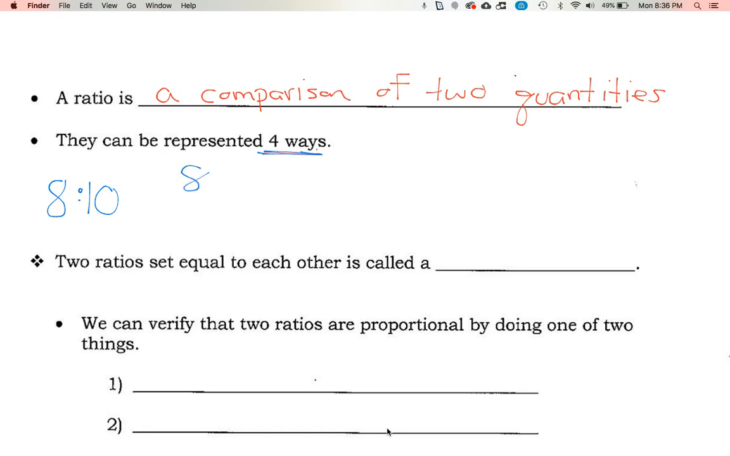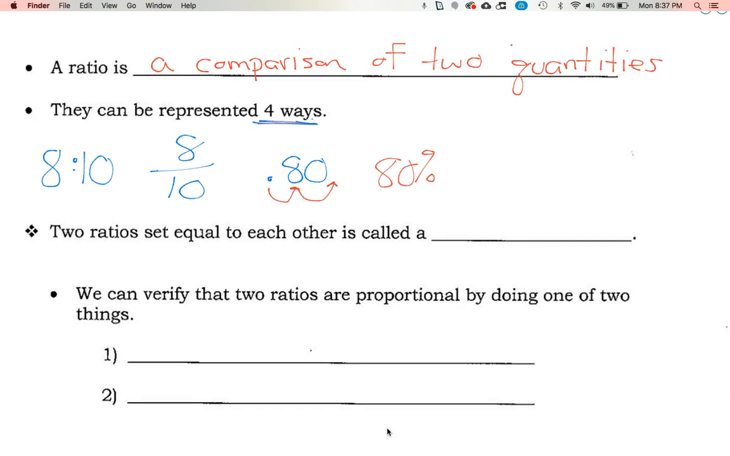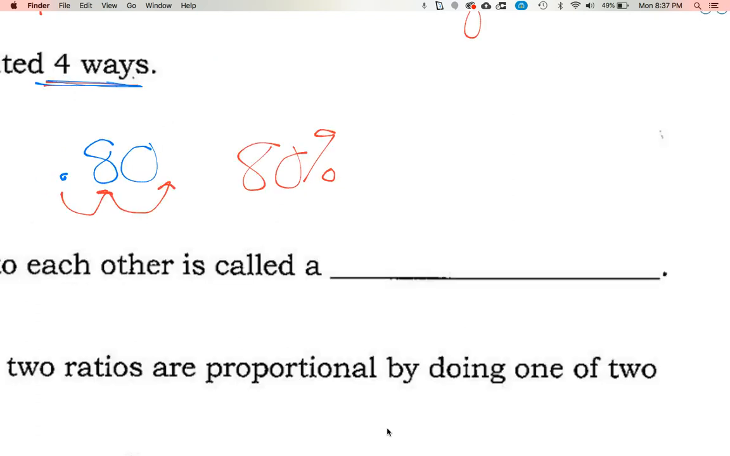We can turn that into a fraction. Now you might be thinking, well, we can simplify that. A fraction is a fraction. That's one way to represent it. A decimal, which is 0.80 or just 0.8. And then a percent. Now a percent, we move the decimal place over twice. So 80%. 8 out of 10, 80 out of 100. So 80%. If we were to set two ratios equal together, we would call that a proportion.